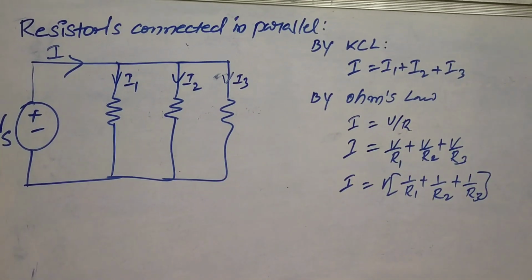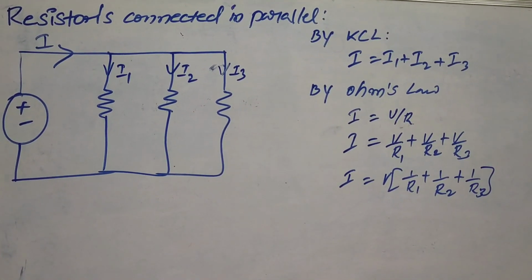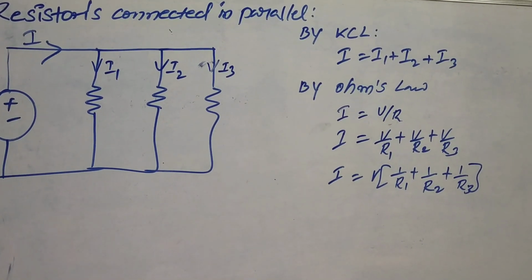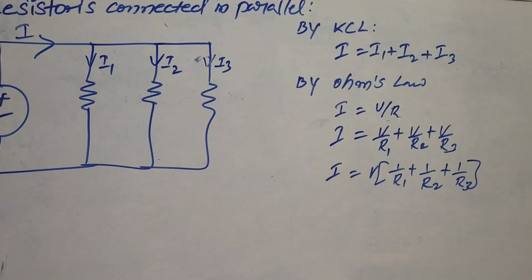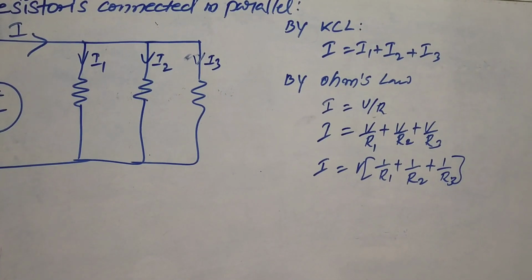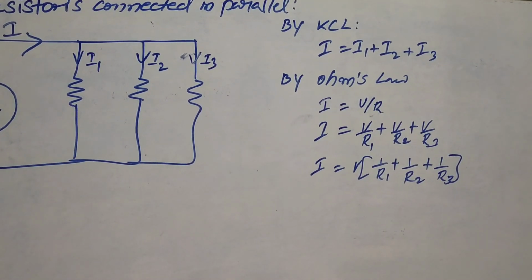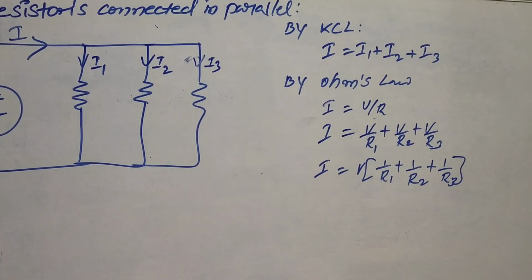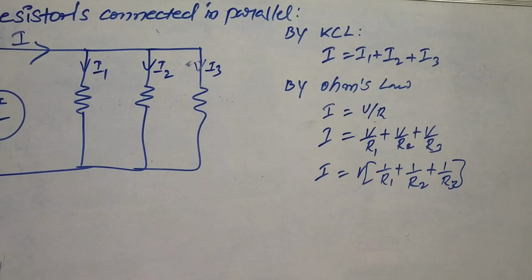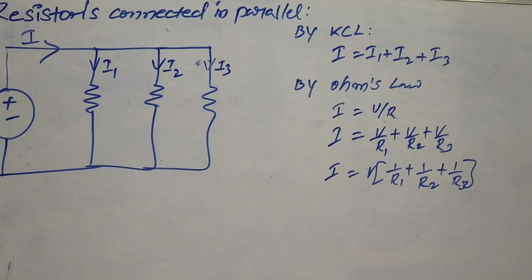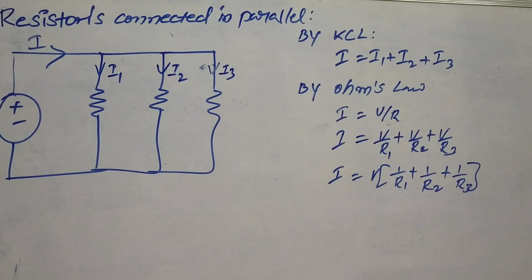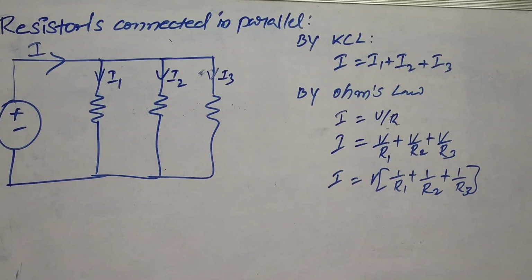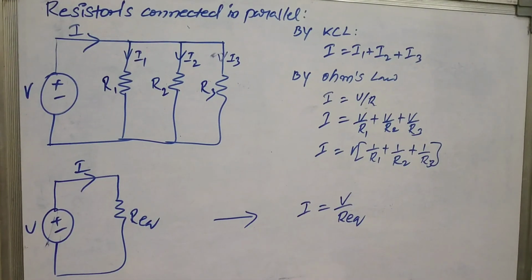By using KCL, we can write I equal to, that is, entering current equal to the sum of the leaving currents. I equal to I1 plus I2 plus I3. By Ohm's law, I equal to V by R. By substituting Ohm's law in KCL, the current flowing through R1 is V by R1, then V by R2 and V by R3. By taking V common, we can write I equal to V into (1 by R1 plus 1 by R2 plus 1 by R3).